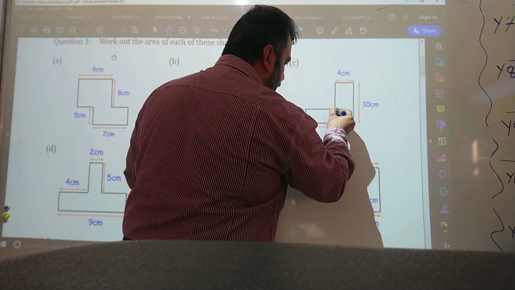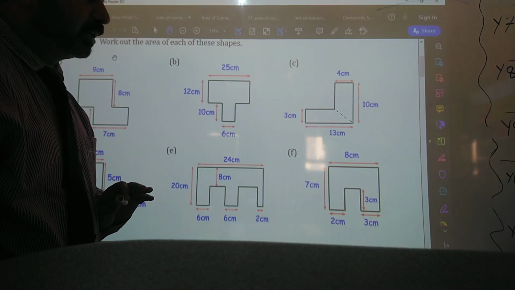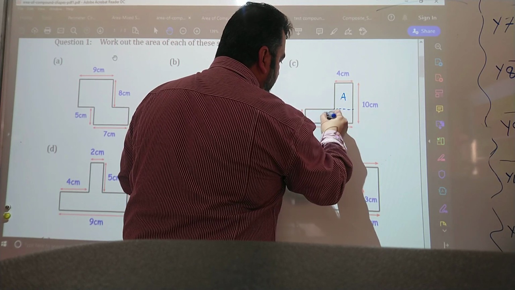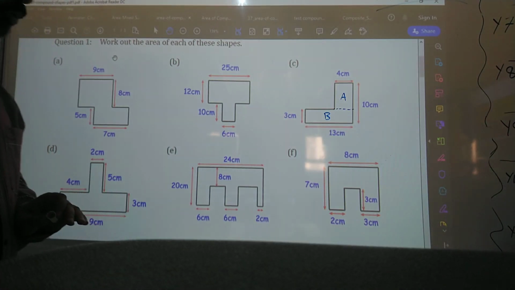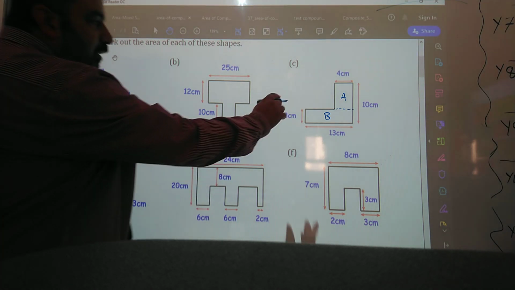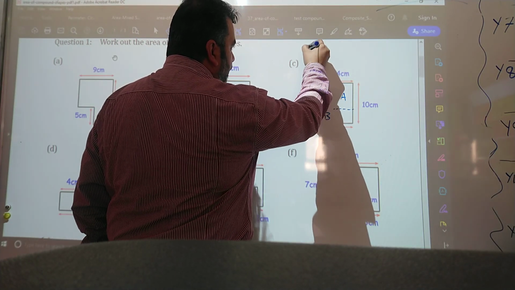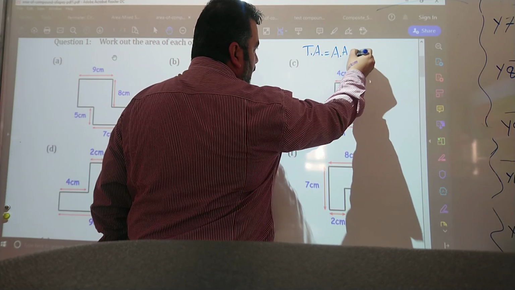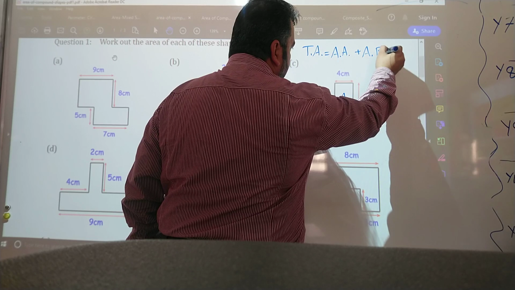Of course, you can do it like this, but why do you want to work hard? It's very easy and simple. Look, break it into any 2 parts. In all cases, you will end up with the same answer. Now, the total area, if you remember, equals area A plus area B.